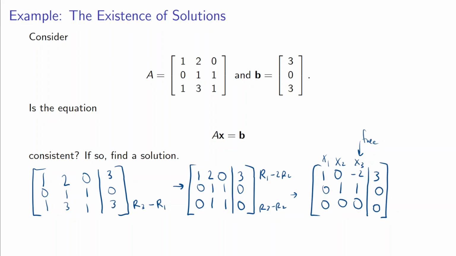Let's go through that whole thing, just because it's good practice. Let's write out our solutions for each one. We have x1 equals 3 plus 2x3. We'd have x2 equals negative x3, and then x3 is x3. So if we wanted to write this whole solution out in parametric form, we'd get the vector 3, 0, 0 plus scalar multiples of the vector 2, negative 1, 1.